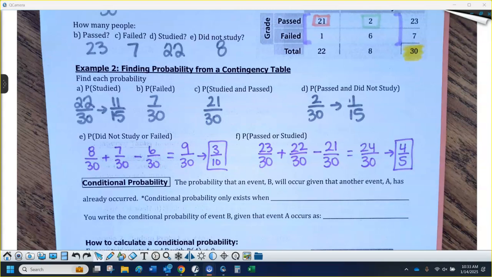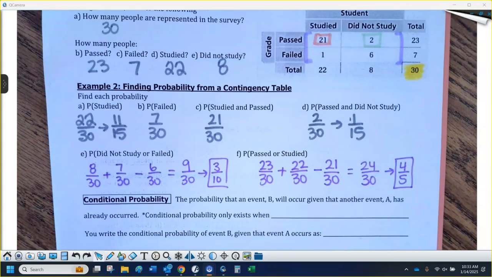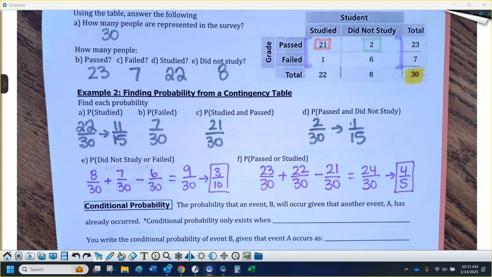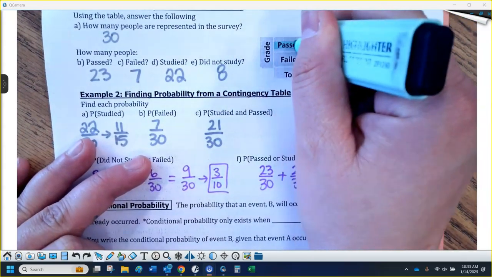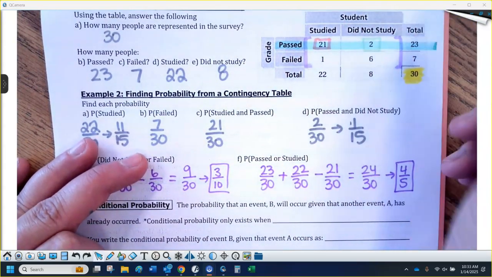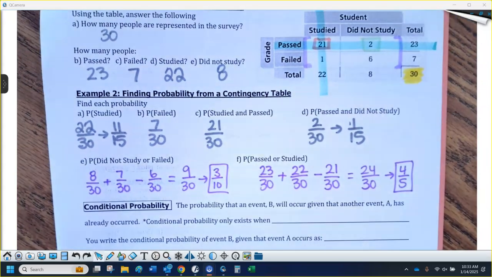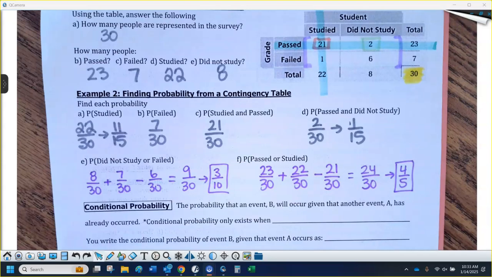Okay, so let me pull the table down a little bit here. If you are doing an OR statement, for this one, the number of people that passed, that's where I grabbed the 23, and the number of people that studied, that's where I grabbed the 22. I'm going to use my highlighter here. This is the people that passed, and this is the people that studied. Do you see how I counted the 21 twice? Because it's in both of those categories. So that's why I'm going to subtract out the 21.